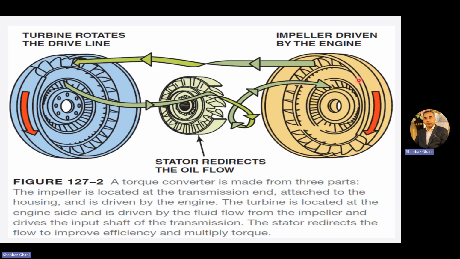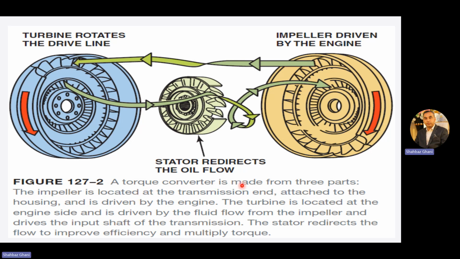Now let's see this diagram. This is your impeller. Fluid goes from these blades to the turbine, striking the blades of the turbine, and coming from the center, the stator redirects the oil flow, going from the center and coming out from the outer side.